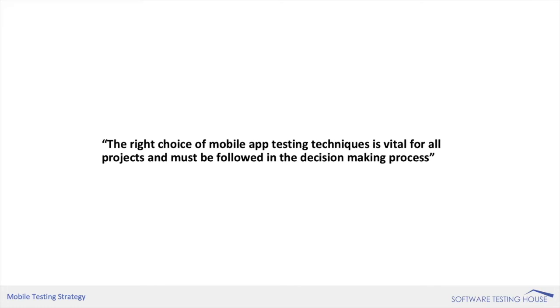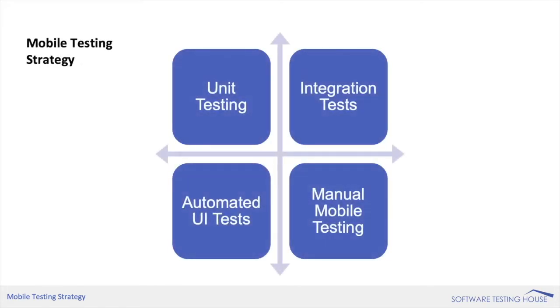Let's have an overview of strategies and have a better understanding of different items. A complete and good practice in the mobile testing strategy will include unit testing, integration testing, automated UI testing, and mobile manual testing. Let's go through each item to have a better understanding. Before that, let's look at the testing pyramid and different types of testing.